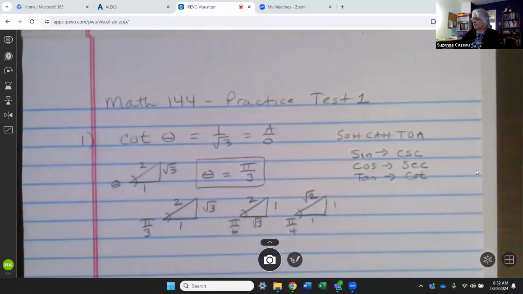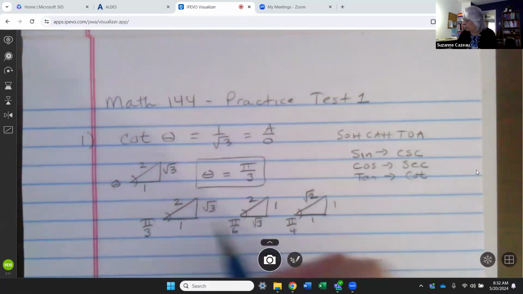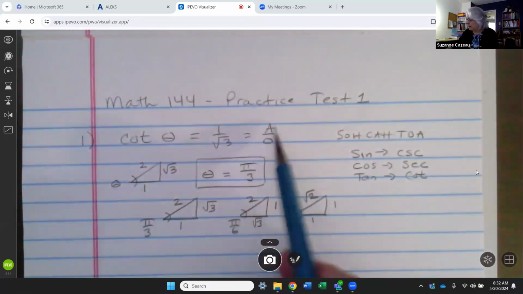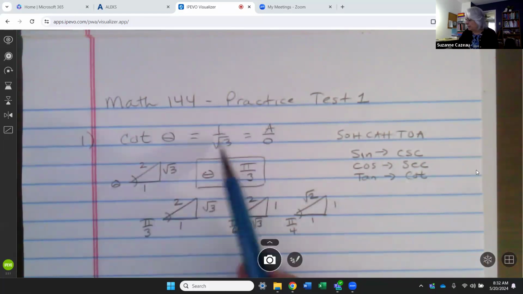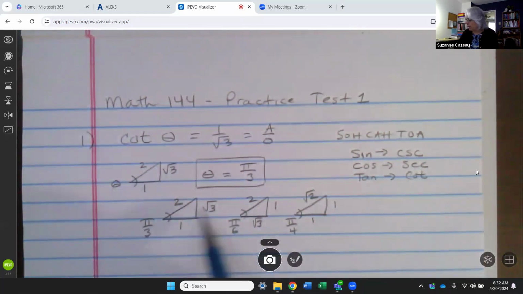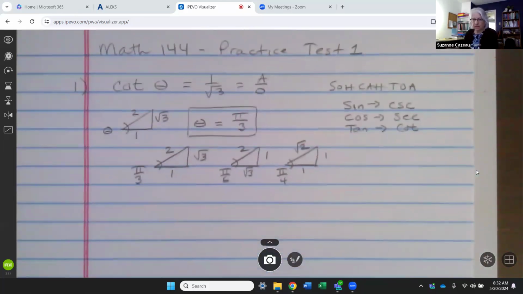So usually I like to have these written out and I just refer to them as I'm working, so that when I see this and I'm drawing that, I can just tell you which one it is. Opposite is this and adjacent is this, and the reciprocal is that. So that's how I like to work those problems.